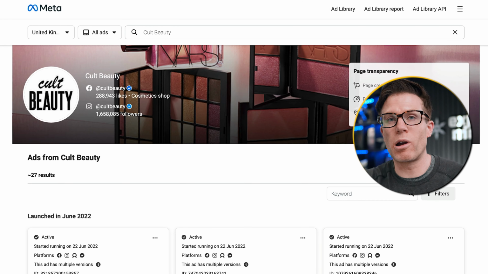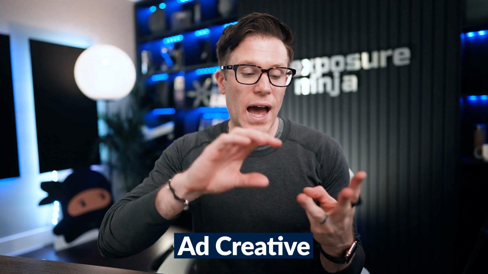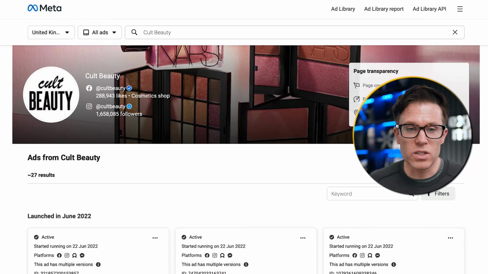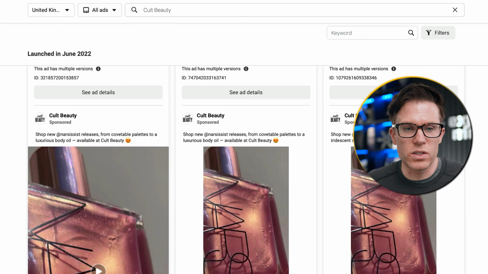Remember those three areas that we're analyzing: the targeting, who are these ads being shown to, the ad creative, and how much are they spending. So Cult Beauty, first of all, we can see these ads are in the UK, that's where Cult Beauty is based. Targeting, first of all. Now, whilst Facebook doesn't show us the audiences that these ads are being shown to, we can kind of deduce the audiences based on the copy and the creative that's being used.